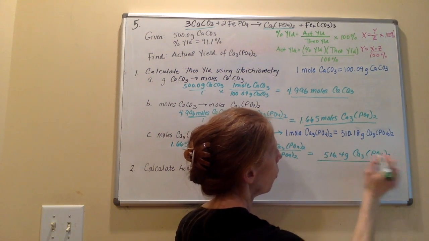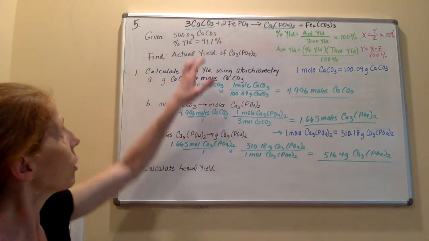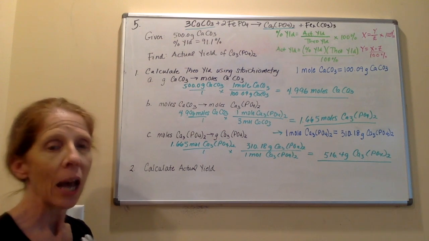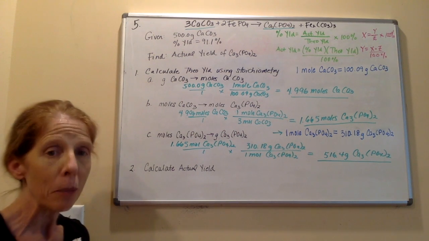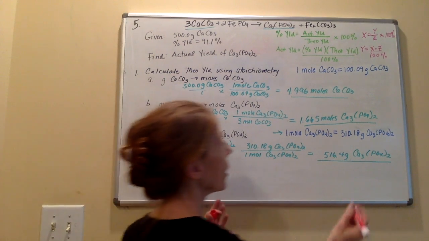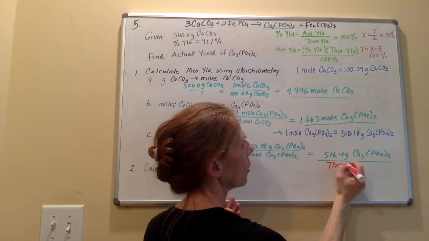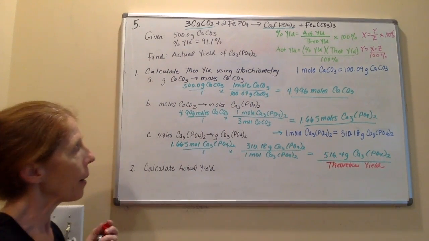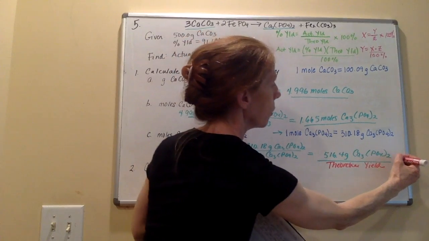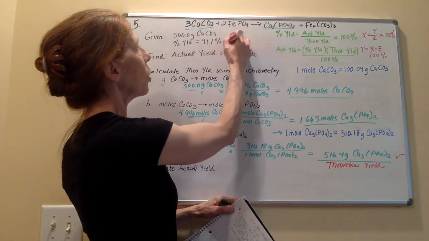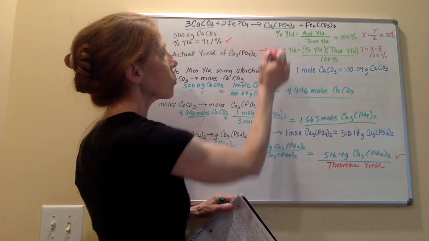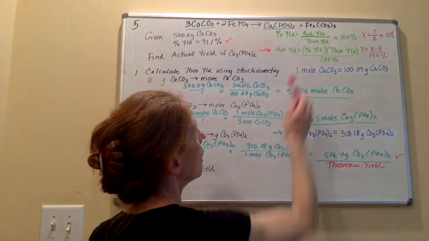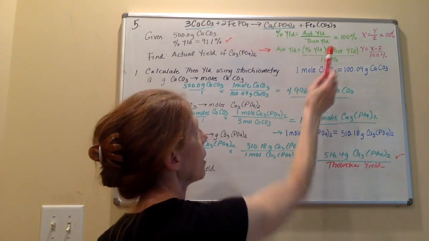Now, again, what does that number represent? I started with a certain amount of calcium carbonate. I've determined through calculations an amount of a different substance. What do we call that? Well, we call this our theoretical yield. And now that I have theoretical yield, and I've got a percent yield, which they gave me to start with, I can solve for actual yield. I will do that by taking my percent yield, multiplying it by my theoretical yield, and dividing by 100%.